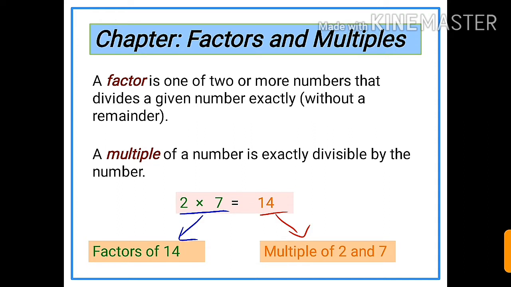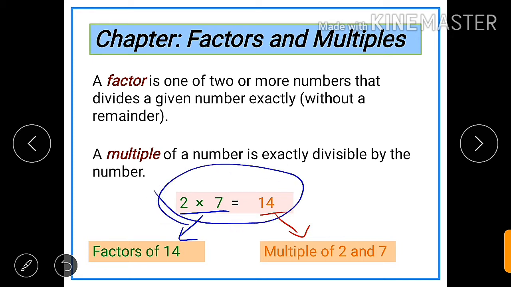Let us first go through the definition of a factor. A factor is one of two or more numbers that divides a given number exactly without leaving a remainder. Now students, let us understand what is a factor with the help of an example. Here we have taken an example, that is 2 into 7 equals 14. Here as you can see, 2 and 7 are the factors of 14.